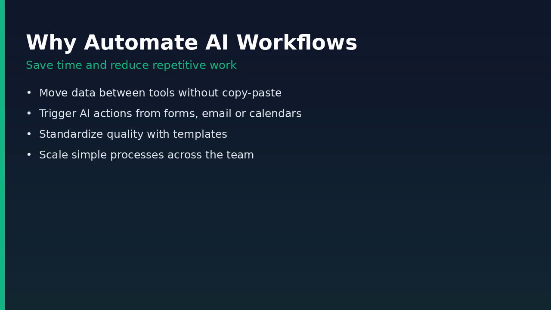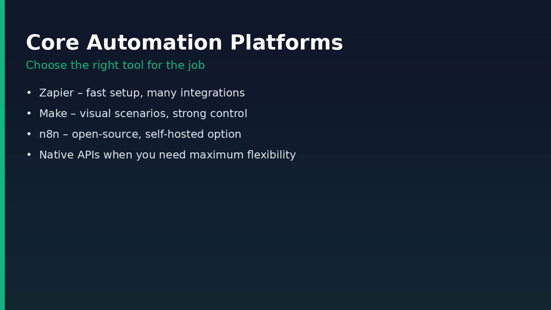A practical starting exercise. Pick one repetitive process you perform every week. Map the steps, identify where AI can add a summary, classification, or draft, then build the smallest possible automation that delivers that step. Measure the time saved and the quality of the output. Expand only after the first version is stable.